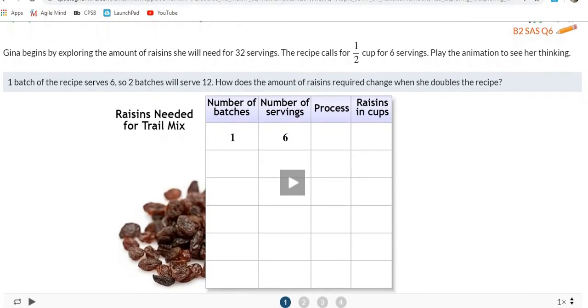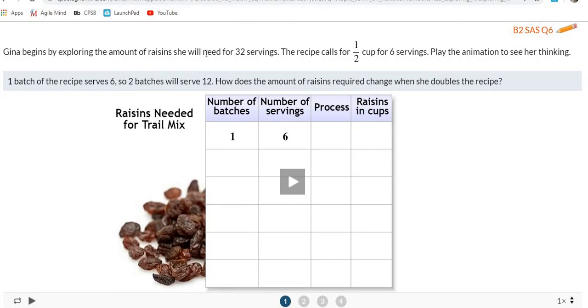It says Gina begins by exploring the amount of raisins she will need for 32 servings. The recipe calls for half a cup for 6 servings. So we're going to play the animation to see what she needs to do. So one batch of the recipe serves 6. So we have that written there. So 2 batches will serve 12.